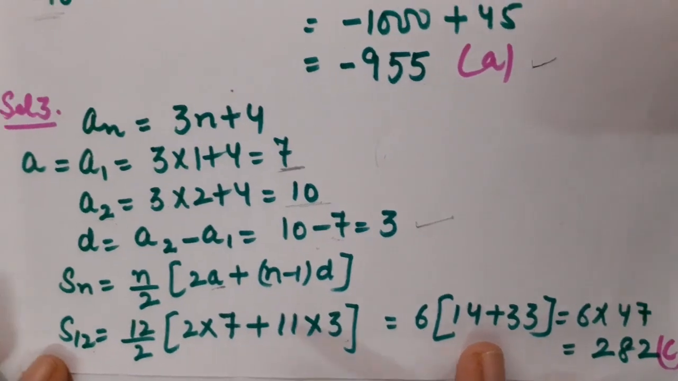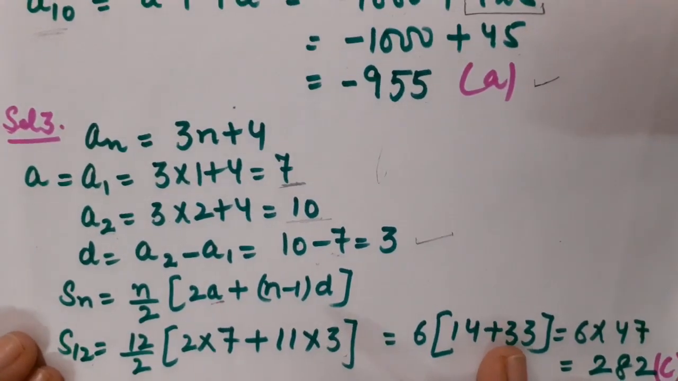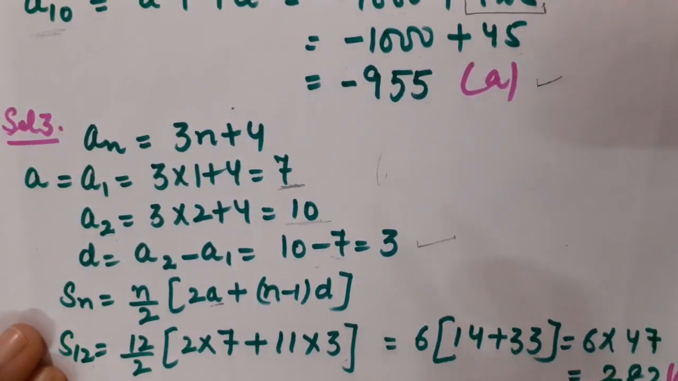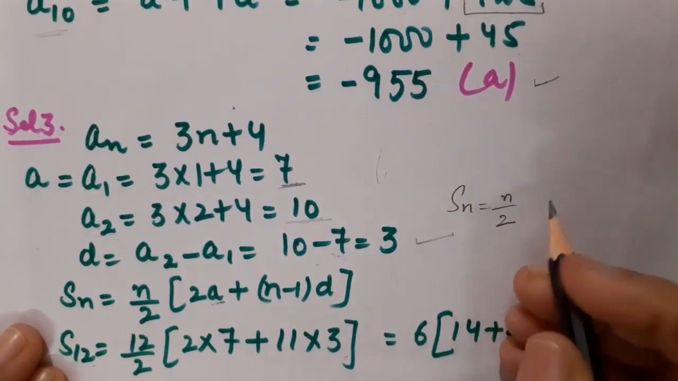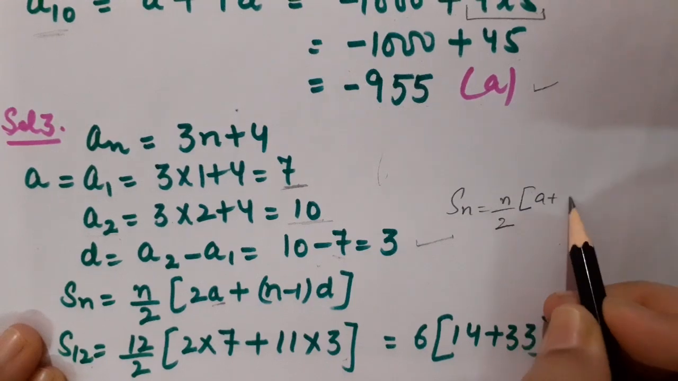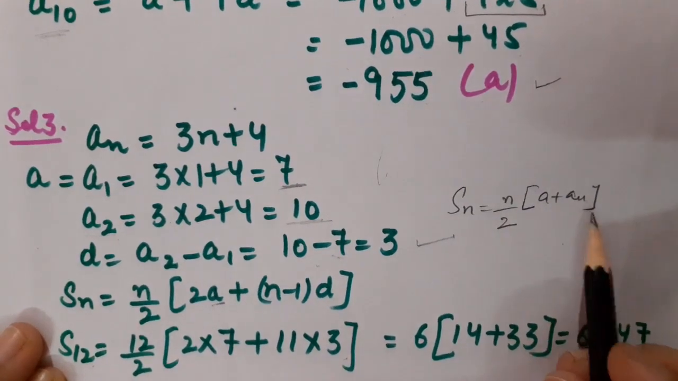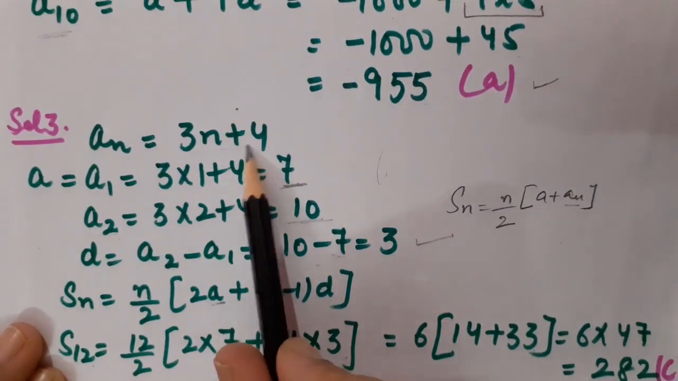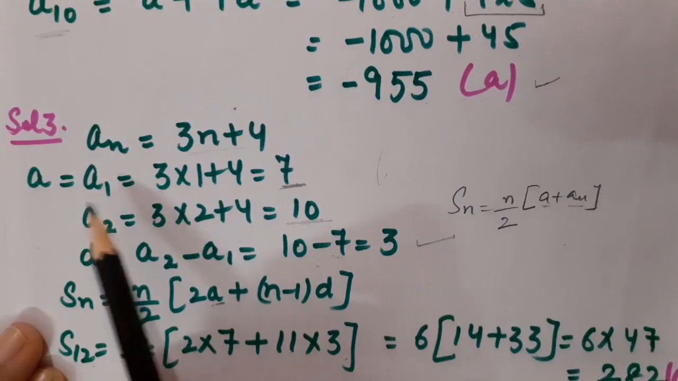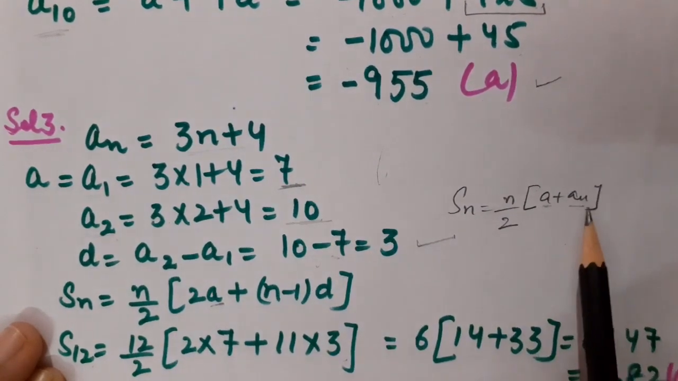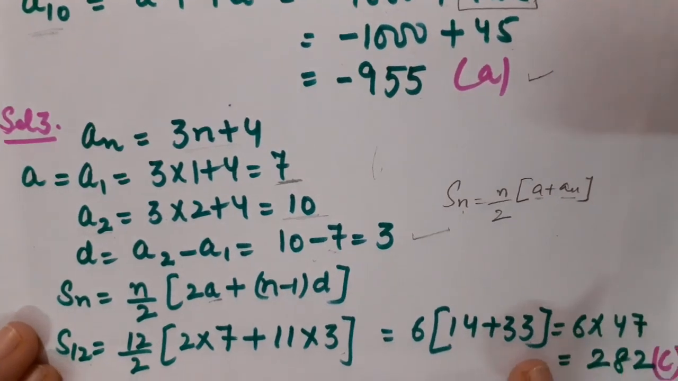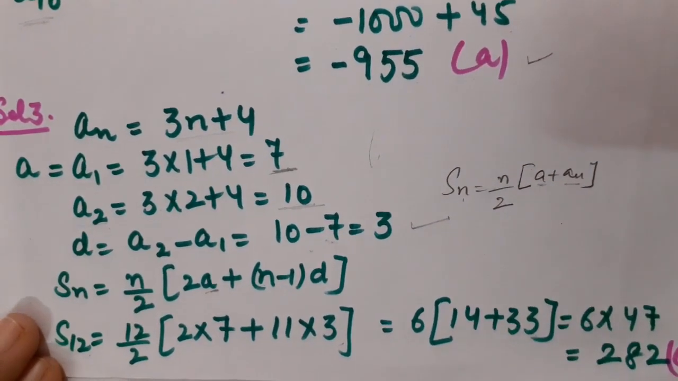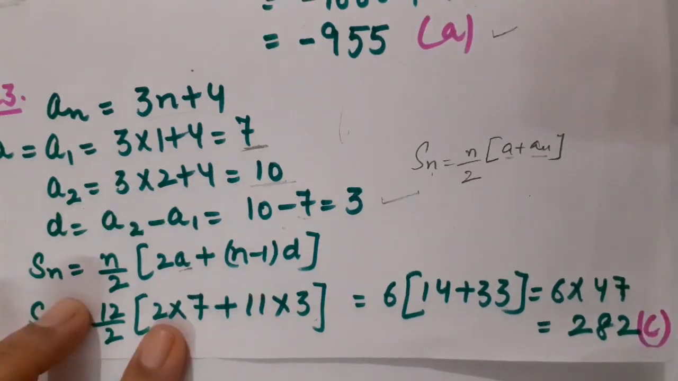Correct, students? Suppose you have not applied this formula, then you could go with another formula also, that is Sn is equal to n by 2 into a plus an. Children, you know you will be having an given. This is an given and a we have just calculated, and in place of n you could put 12 because we are going to calculate the sum of first 12 terms. Understood, students? So C is the right option of this question.